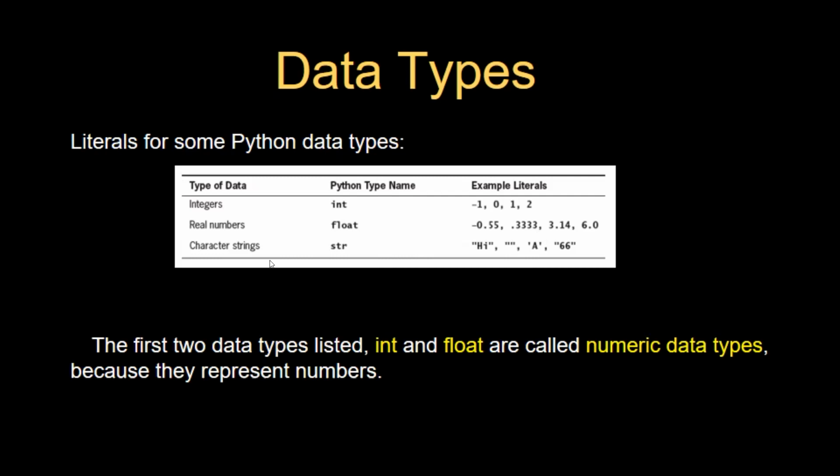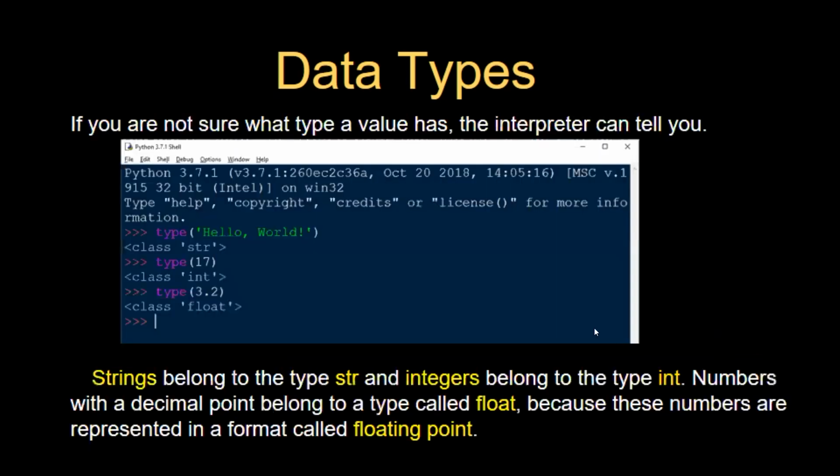And then we have the character string, or which we call strings na lang, or str for short. So that is your characters mismo, yung letters mo or yung numbers, which is enclosed, no? Naka-enclose siya into quotations. Okay? Or single or double quotation. Yan. So if you are not sure, no, what type of a value or what type a value has, so the interpreter or the IDLE can tell you.